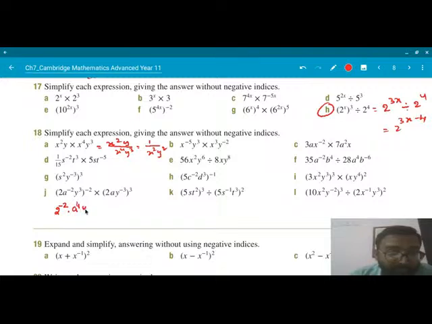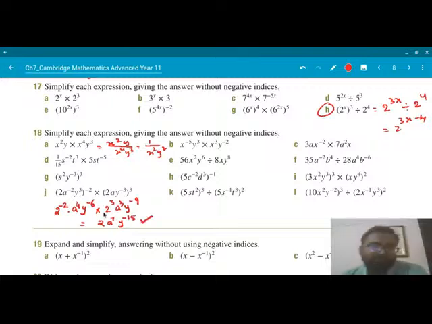Y power 3 to the 6, it's minus 6. Into 2 power 3, a power 3, y power minus 9. Everything is a product, so powers are added if the bases are same. 3 minus 2 is 1, 2 power 1 is 1. It's 2, a power 4 is a power 7, y power minus 15. Okay, so this is a way of simplification.